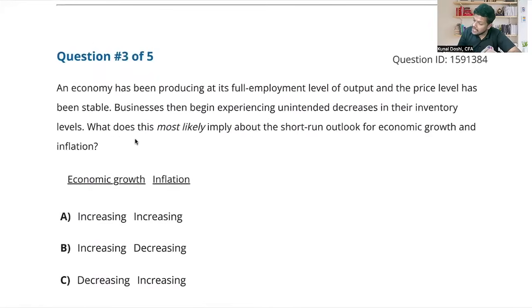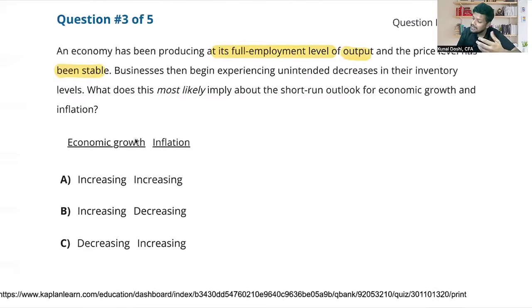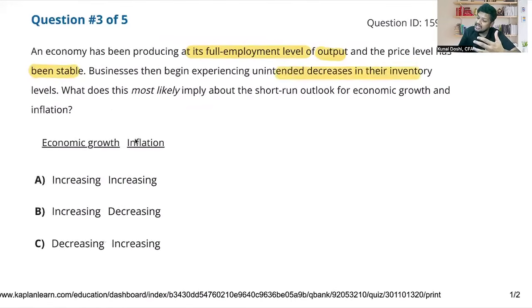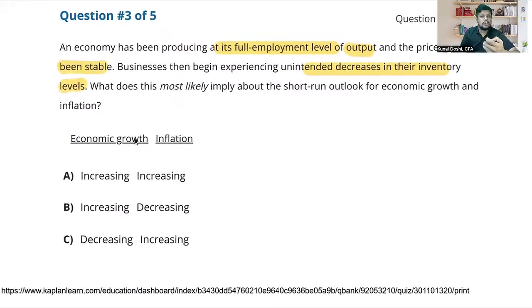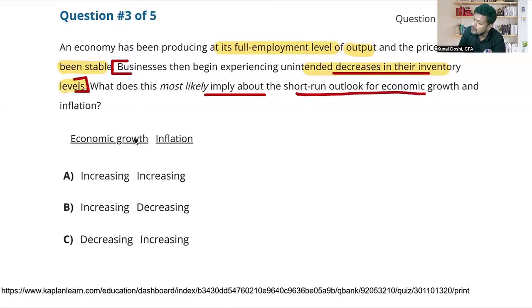Third, an economy has been producing at its full employment level of output and the price level has been stable. Businesses then begin experiencing an unintended decrease in their inventory levels. So what is happening? The inventory levels are falling. Why are the inventory levels falling? Because we are selling off the inventory, right? What does this most likely imply about the short-term outlook for economic growth and inflation?